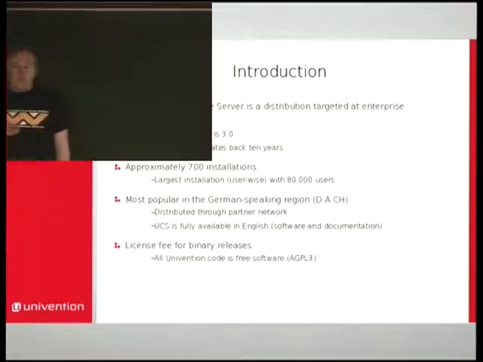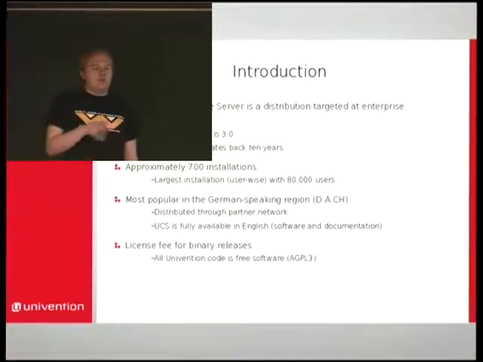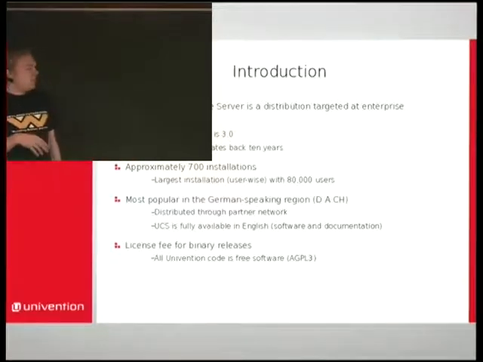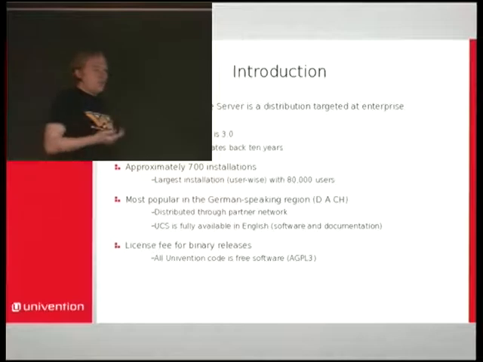Everything we develop is free software. All the code we develop ourselves is covered by the GPL3, the Affero version of the GPL3. And if anyone wants to run the binary version of Univention Corporate Server, they pay a license fee. This is a model which is very similar to what Red Hat does with Red Hat Enterprise Linux.